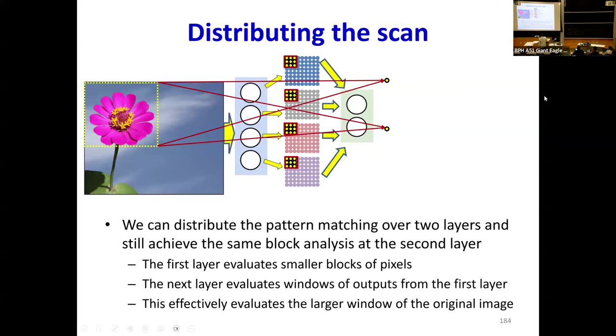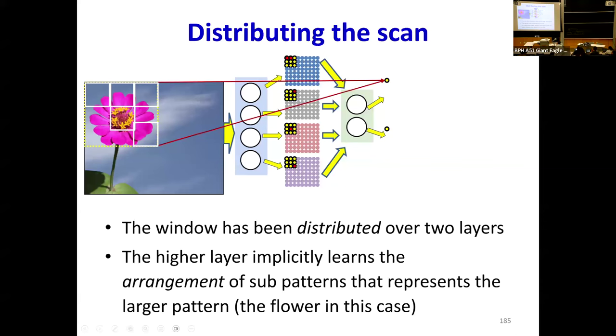And so what happens over here is that instead of looking for flower-sized patterns in the first layer, I can look for smaller things, like say petals and sepals and such. I know that petals look somewhat identical. Sepals look somewhat identical. And the second layer neuron is going to learn that if the four neurons find four different kinds of features, the first neuron finds petals, the second one finds sepals, the third looks up something like a stamen.